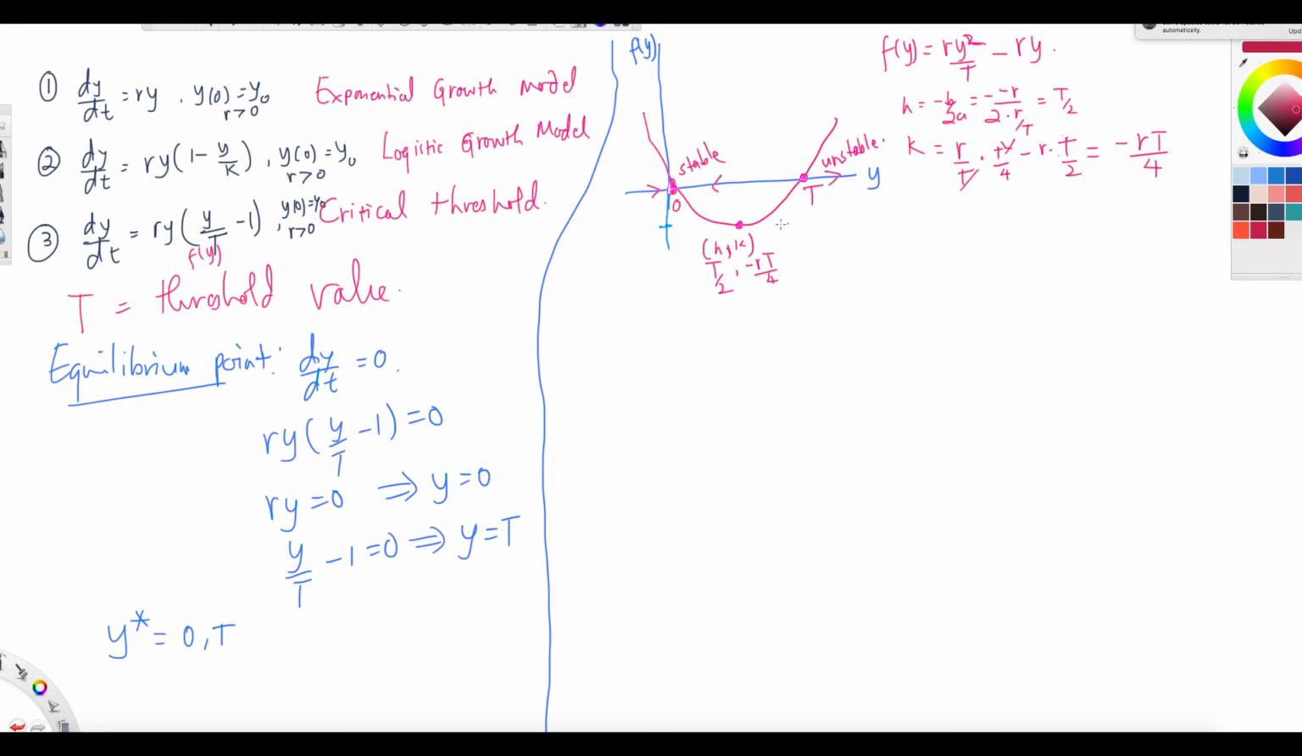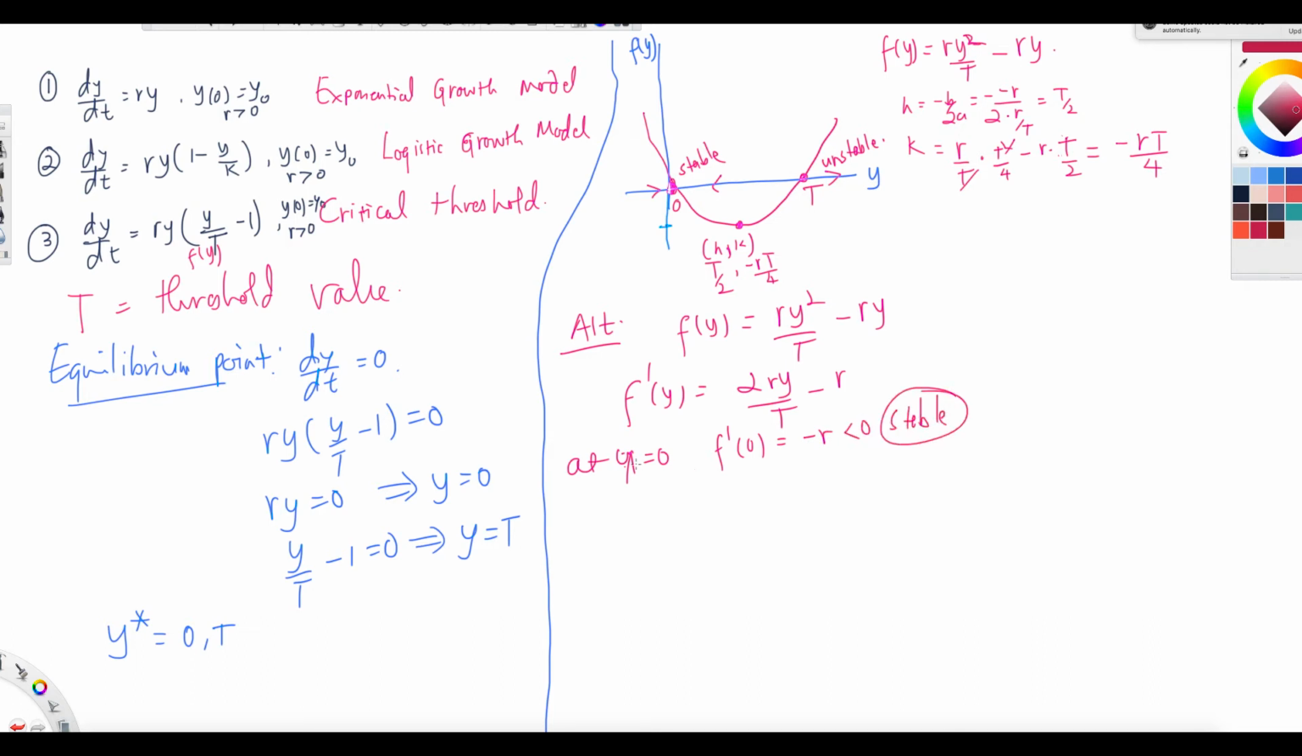Now, there is another way to check the stability, right? An alternative way is using the linearized form. What is f of y? F of y is ry squared over t minus ry, right? To check the stability of this linearized form, you need to find f prime of y. That will be 2ry over t minus r, right? So at y equals 0, you get f prime at 0 equals negative r, which is negative. So it's stable. At y equals t, f prime at t equals 2r minus r, because you replace y by t and t will cancel out. Which is positive, so unstable. We saw that already from the phase diagram, the phase portrait. This is stable, that is unstable.